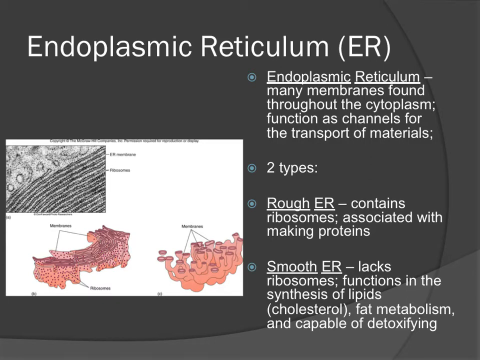The rough ER contains ribosomes and is associated with making proteins because of the ribosomes. So the rough ER manufactures membranes and secretory proteins. In the white blood cells, the rough ER can produce our antibodies. In the pancreas, our rough ER produces insulin. So it is very important in synthesis and packaging of our proteins.